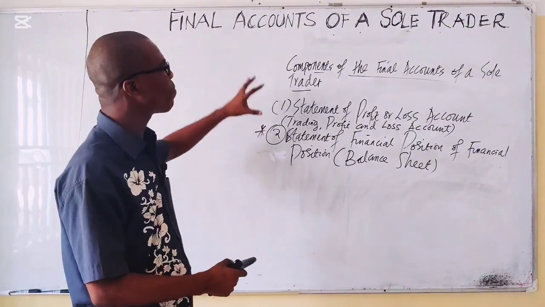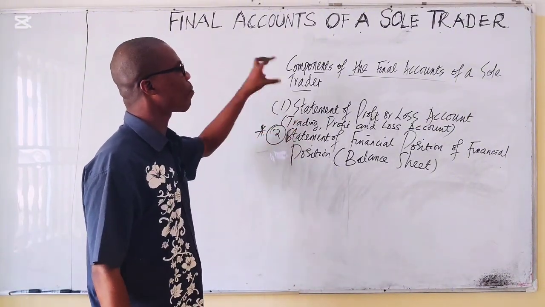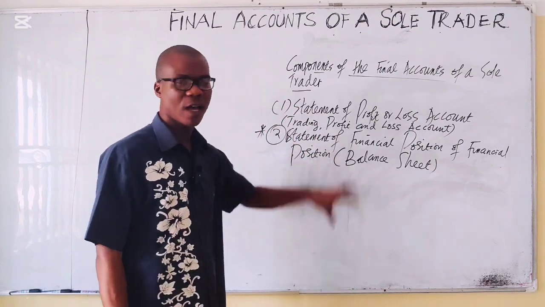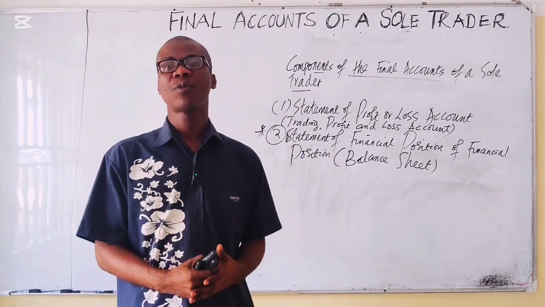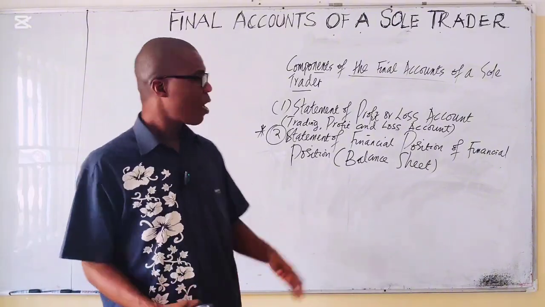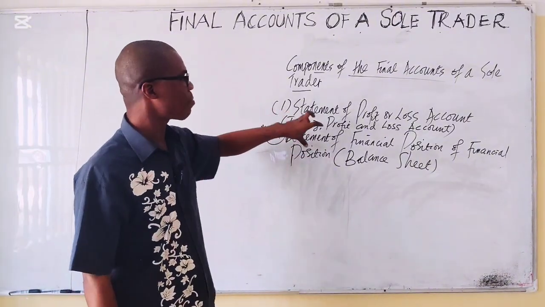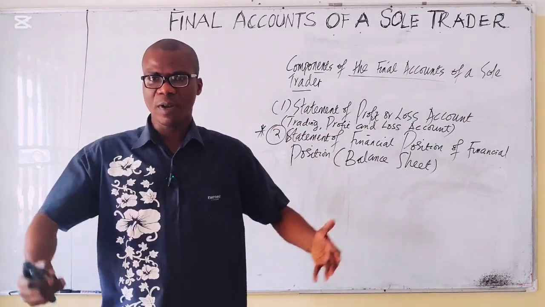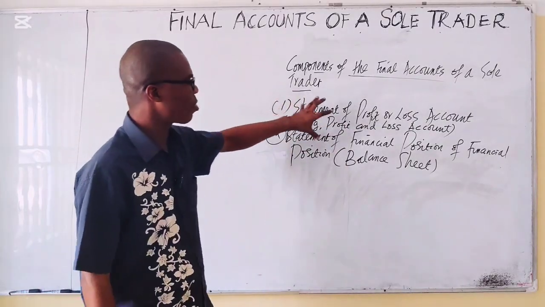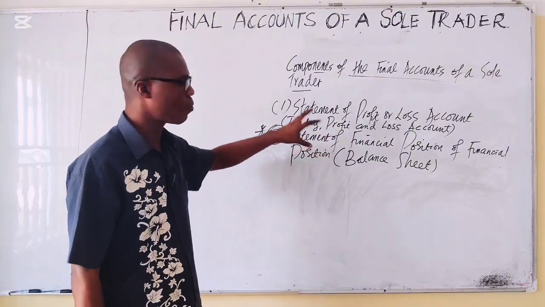But it's normally prepared alongside the statement of profit or loss account. Both of them are usually prepared. In fact, for published financial statements, the statement of financial position comes first before the statement of profit or loss account. Although in real life, when you are preparing, you prepare the statement of profit or loss account first before you prepare the statement of financial position.